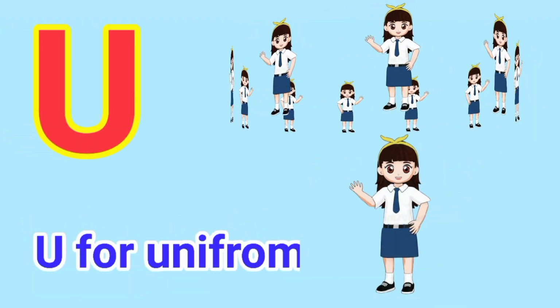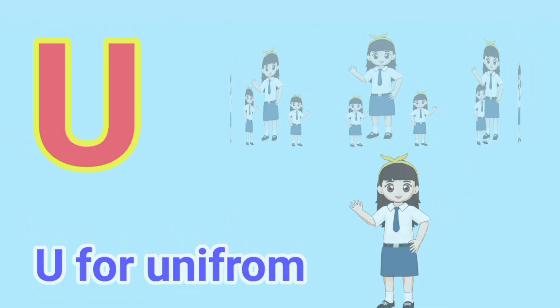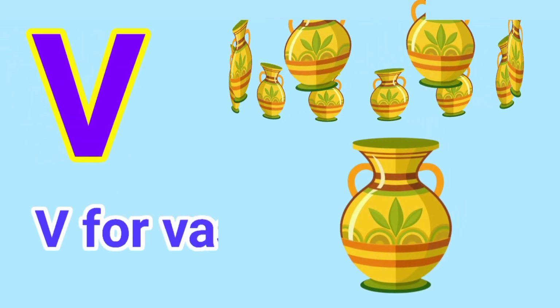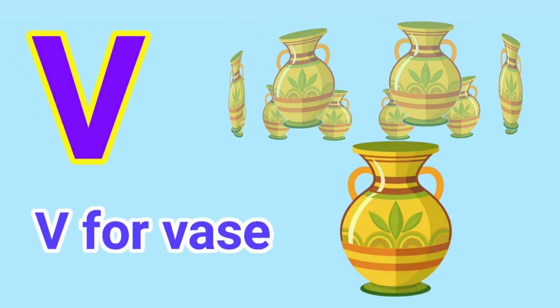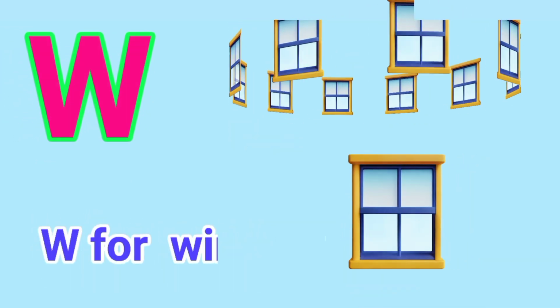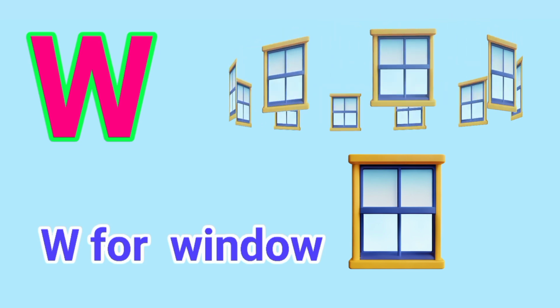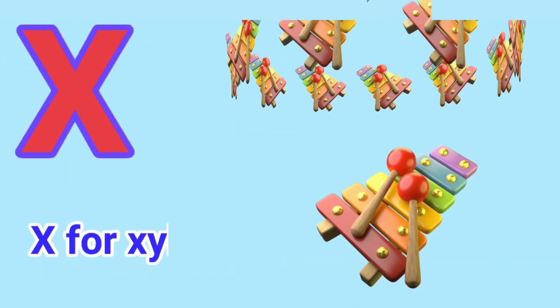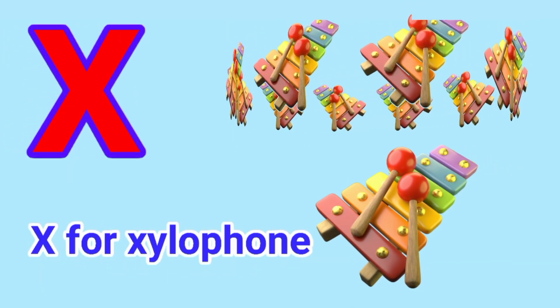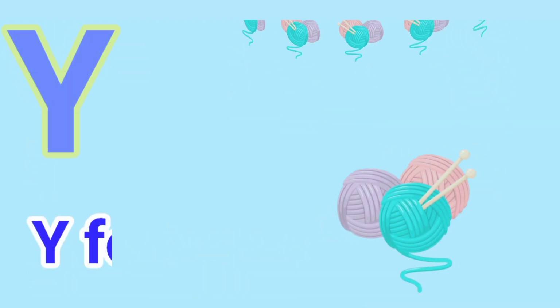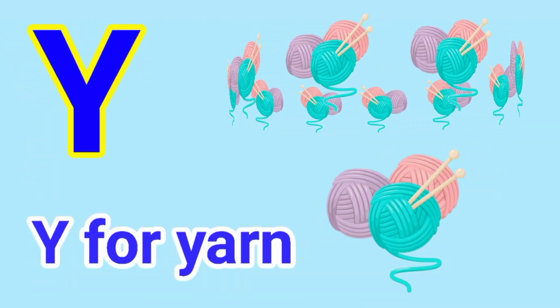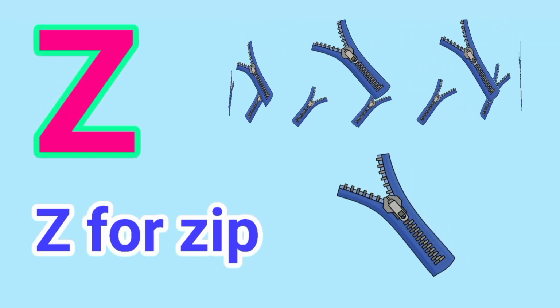U for uniform. V for vase. W for window. X for xylophone. Y for yarn. Z for zip.